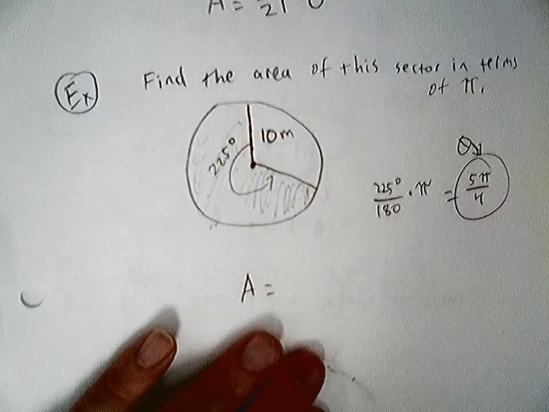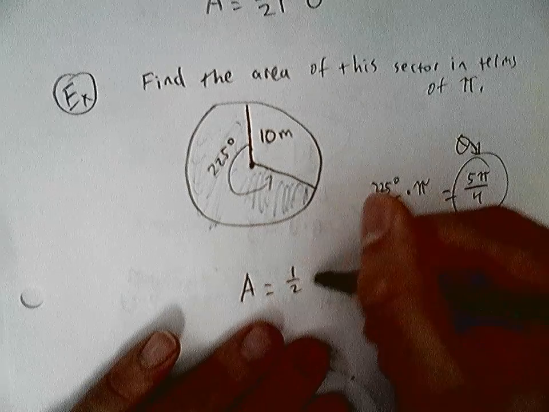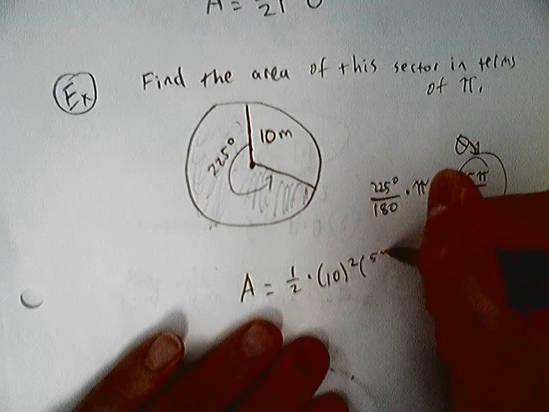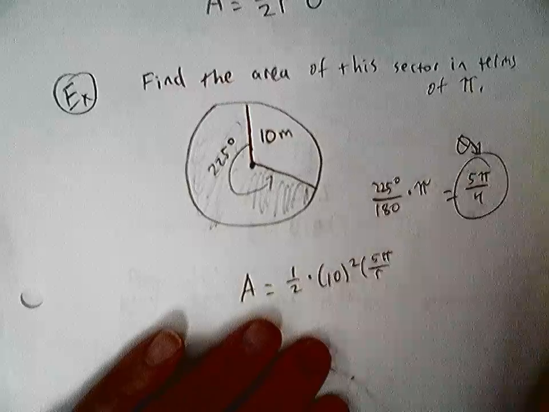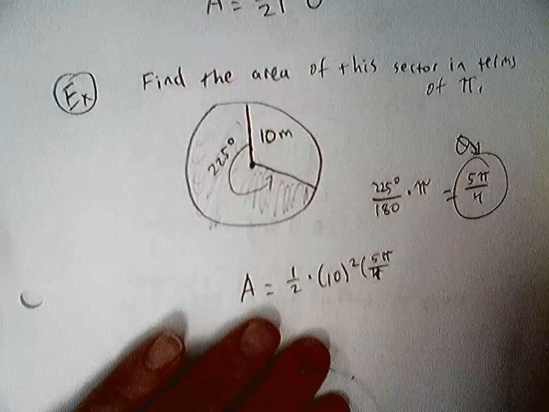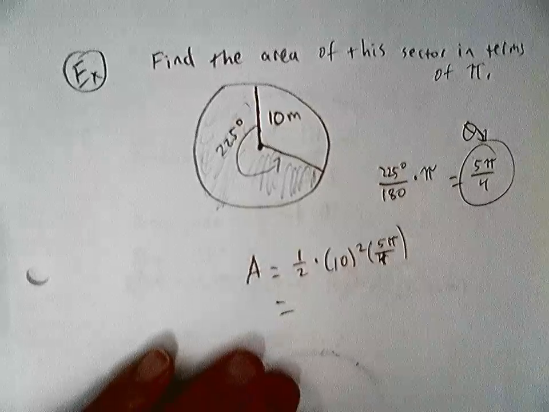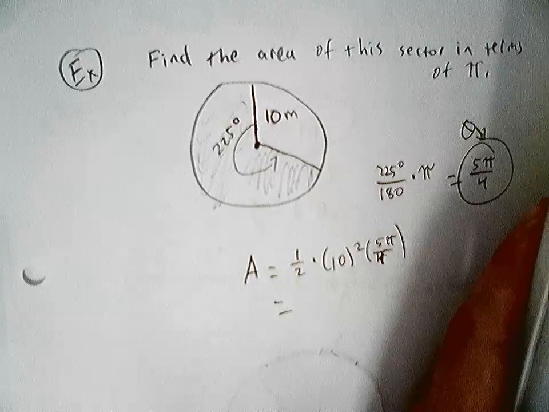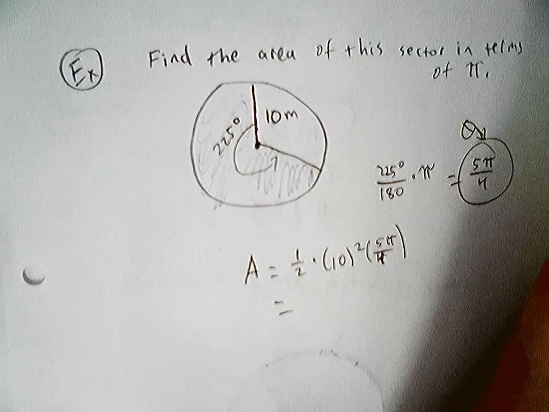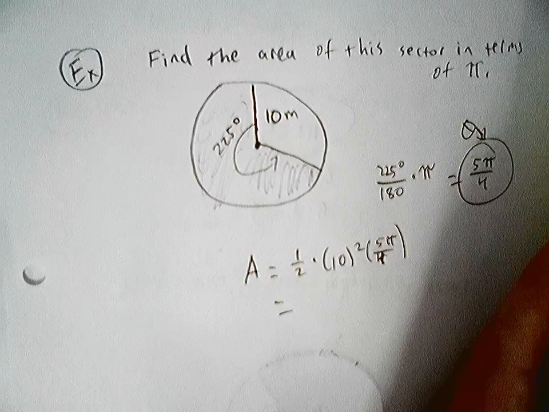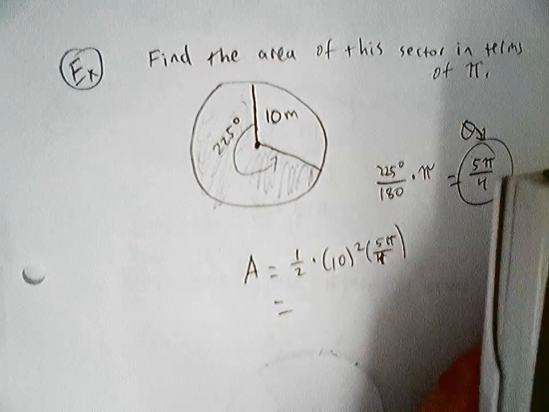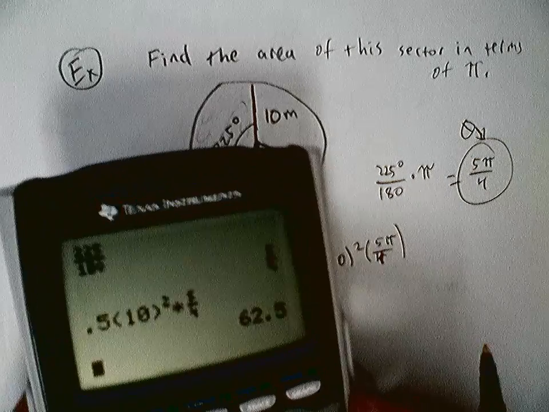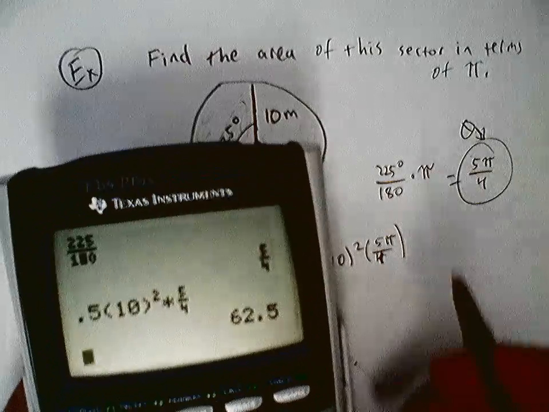So the rest of this is just plug and chug. So I'm going to do 1/2 times the radius squared times that angle, which I now have in radians. So I'm going to leave the pi off whenever I enter this in my calculator. So I'm going to do 1/2 times 10 squared times 5 over 4. So notice that I left the pi off in my calculator.